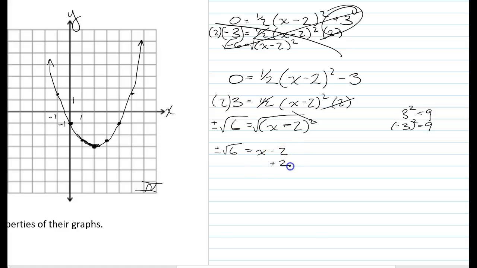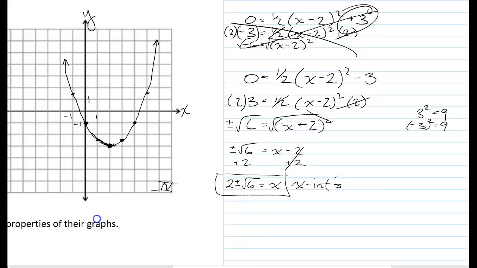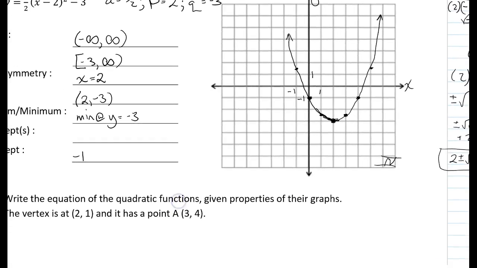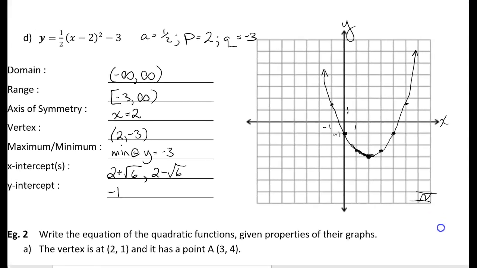So when I add 2 to both sides, to cancel this out, my final answer is 2 plus or minus the square root of 6. And those are my x-intercepts. So when I go back over here, that's exactly what I can list. I can list 2 plus the square root of 6 and 2 minus the square root of 6. Now I've got all of my characteristics here.